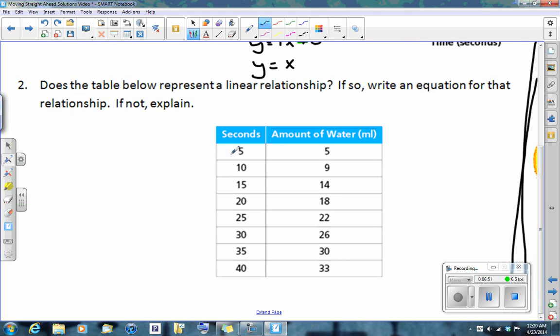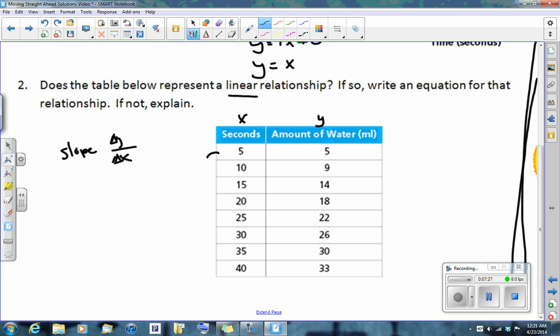They ask us whether this is a linear relationship or not, whether it's a line. It will be a line if it has a constant rate of change, or proportionality. So we'll check that by looking for the slope. And in a table, it's the change in y over the change in x. Again, those are the delta symbols we talked about. This will be our x column. This will be our y column.